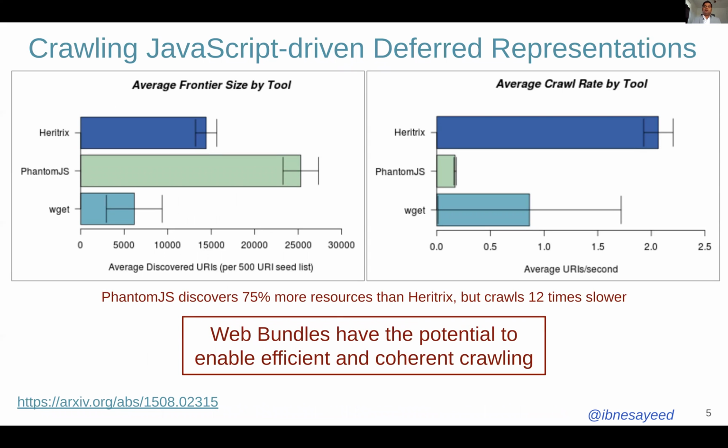So currently we have a problem in crawling JavaScript-driven web pages. They heavily use JavaScript. They inject resources from JavaScript, and those resources are not easy to find. An experiment was done several years ago where PhantomJS discovered 75% more resources than Heritrix, but crawled 12 times slower. So bundles have this potential to enable efficient and coherent crawling because they package multiple resources at once and we don't have to worry about discovering them.